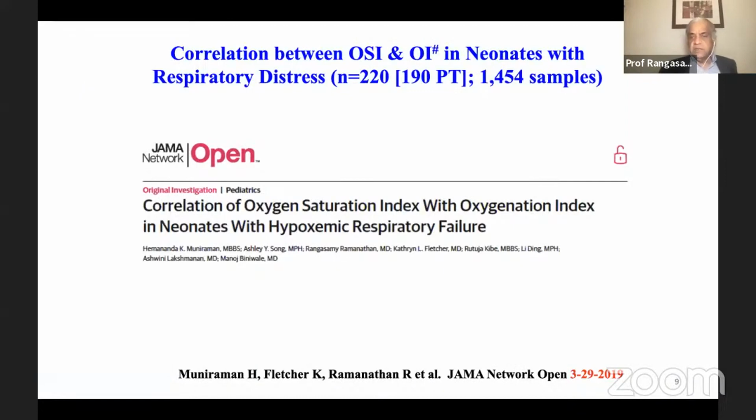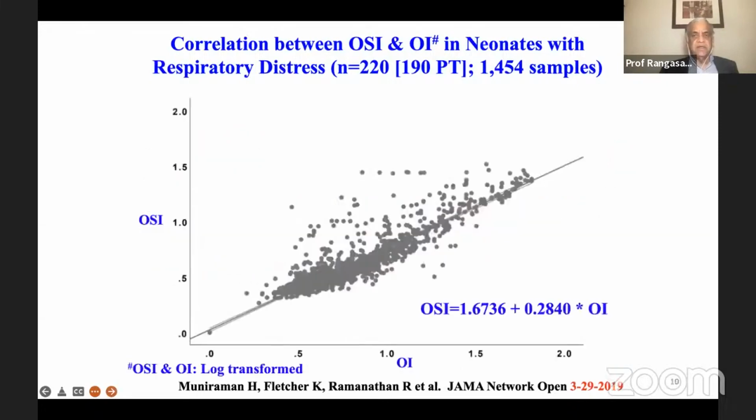So we looked at the correlation between oxygen saturation index and oxygenation index in babies with hypoxemic respiratory failure. One of my former fellows, currently a neonatologist in Phoenix, Dr. Hemananda Raman, and Dr. Bini Wali, and my associate. We published this paper in 2019. We looked at 220 babies, 190 preterm babies, nearly 1,500 samples. Here is the log-transformed OSI on the y-axis, OI on the horizontal x-axis, and this is the regression equation. You can see a very good correlation between OI and OSI.